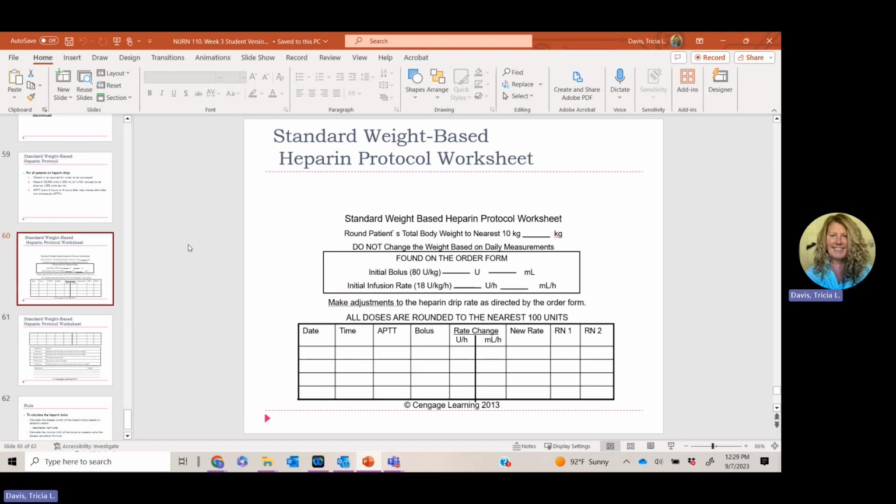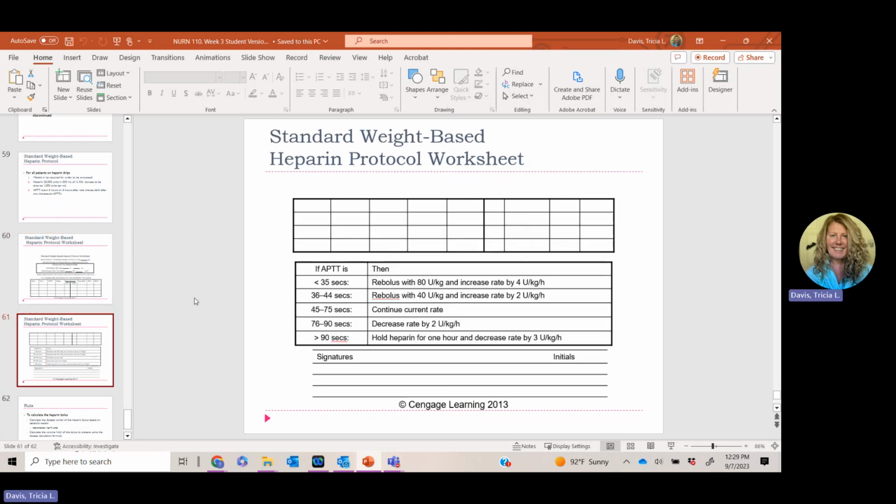When I started nursing, we used to have these protocol worksheets. Everything was on paper. We don't do that anymore. Everything is in the computer. But this tells us the initial bolus that we gave and what rate it's infusing at. Every time we check that APTT, we would put the date, the time, what that APTT came back at, and what we did. Did we change the rate? Did we give a bolus? Do we have a new rate? And then 2 nurses have to sign off. This is also a high alert medication. We don't want to thin a person's blood too much. If we make a mistake, they could bleed to death.